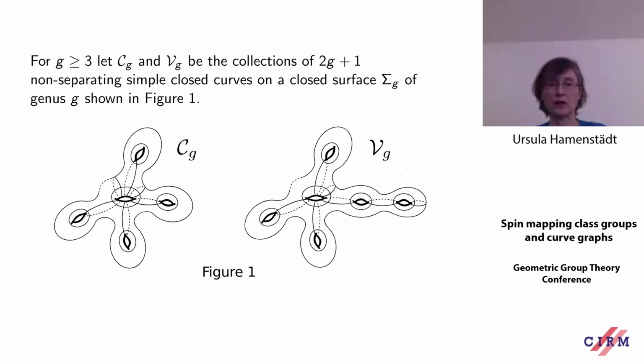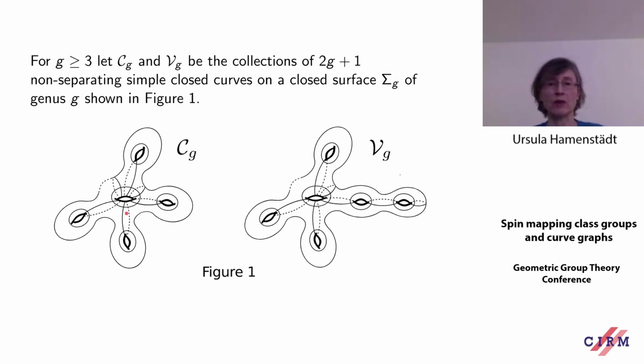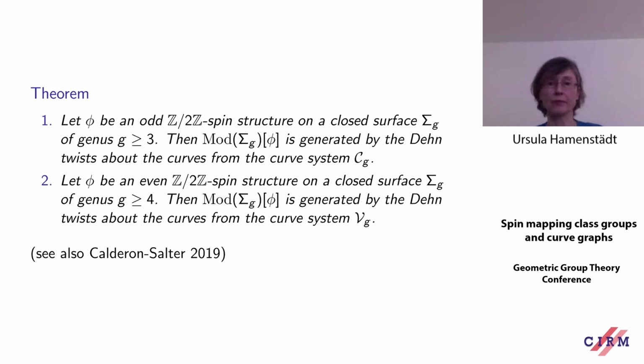Now, if you look at this system of curves, then the theorem is as follows. If we take an odd Z-mod-2Z spin structure on a closed surface of genus G bigger or equal than 3, then the spin mapping class group is generated by the Dehn twists about the curves from the curve system CG. Let me go back. So that means this system on the left-hand side corresponds to an odd spin structure.